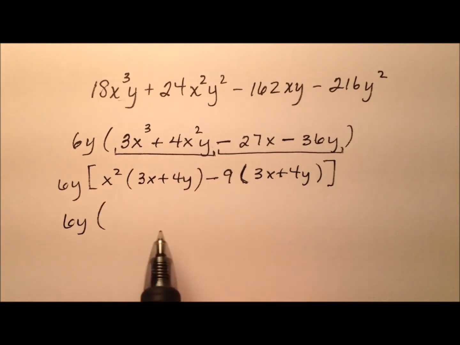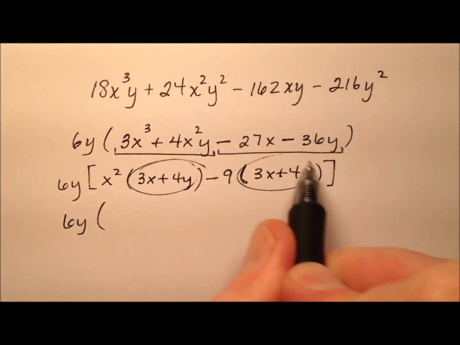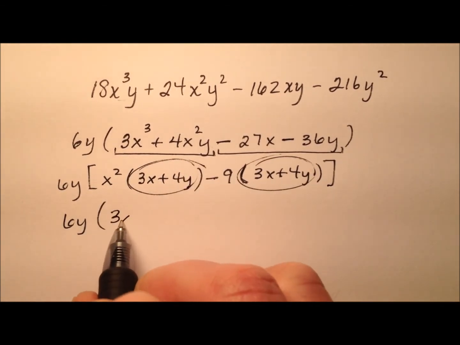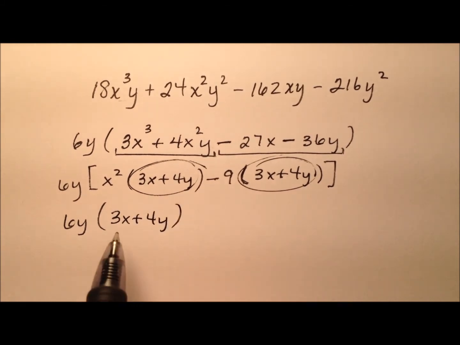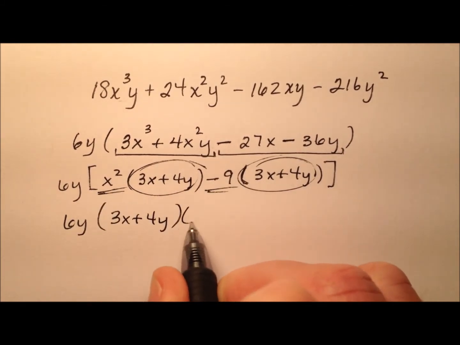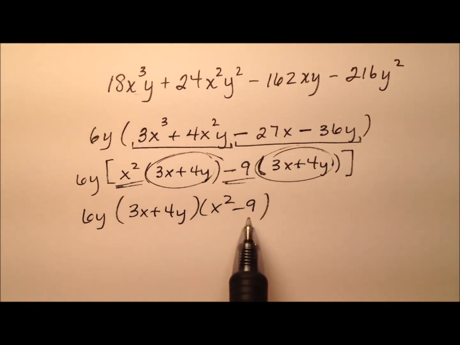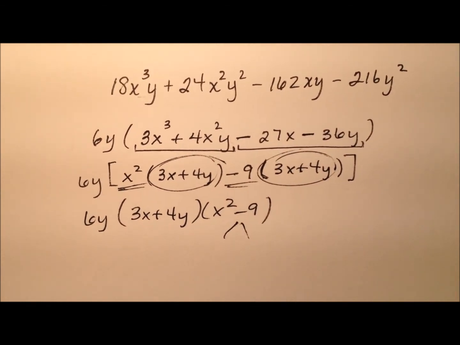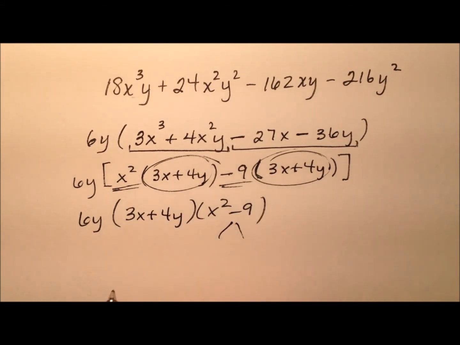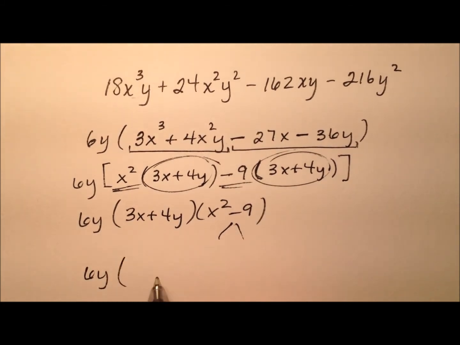So 6y, and I have my common 3x plus 4y to both of those. And then I have x squared and minus 9. Well, x squared and the minus 9 here, this is actually a difference of perfect squares, so I can go ahead and factor this down some more as well.